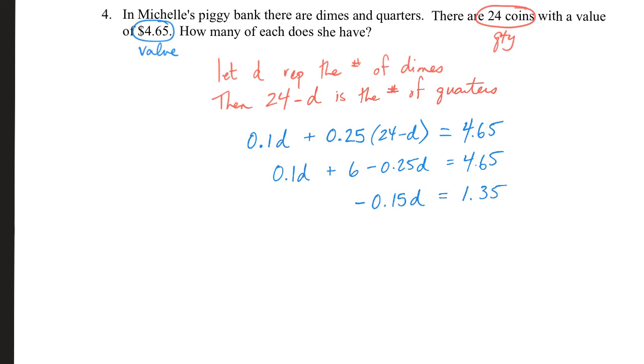Let's imagine I don't see my mistake, and now I take my next line, which is 1.35, and I divide it by negative 0.15. Yes, we're probably using our calculator for that. So 1.35 divided by negative 0.15 is negative 9. What did D represent? It represented my number of dimes. So I have negative 9 dimes. Clearly, I made a mistake.